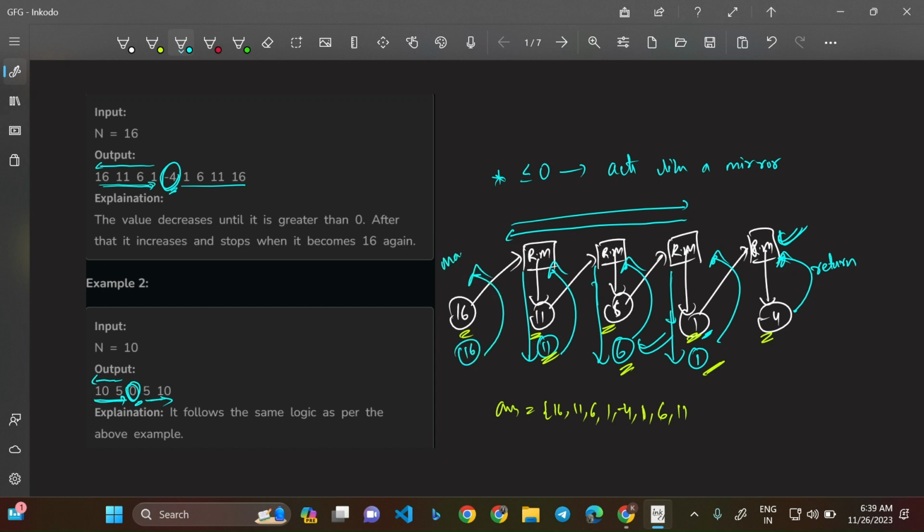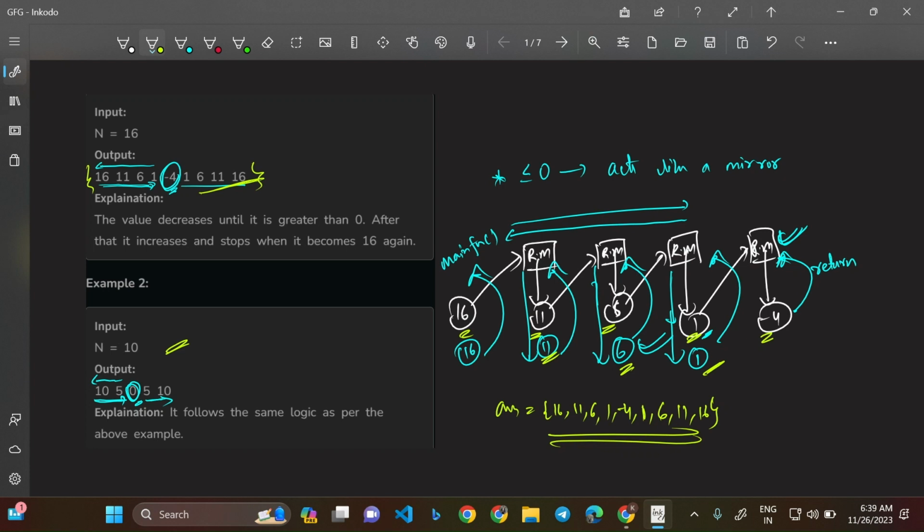So this is the main function. So you'll be returning back. So now your vector is going to look like this. That's it. So this is the final answer, isn't it? 16, 11, 6, 1, minus 4, 1, 6, 11, 16. The answer exactly matches. So similarly, you can even write for this case 10, 5, 0, 5, 10.